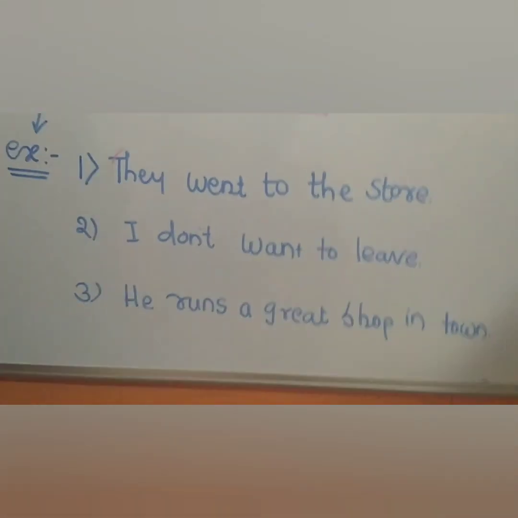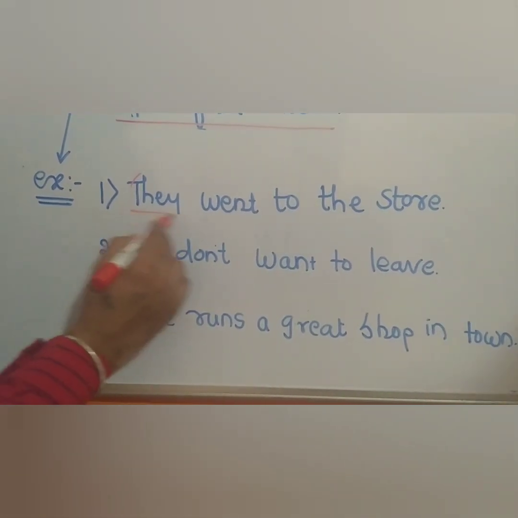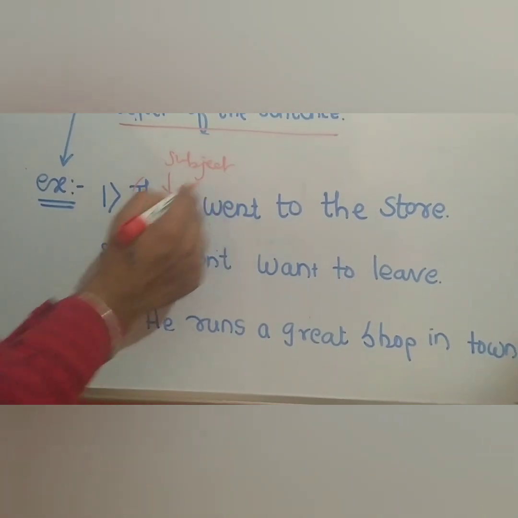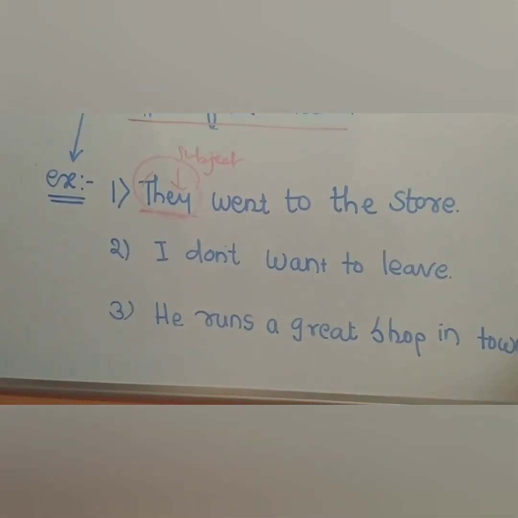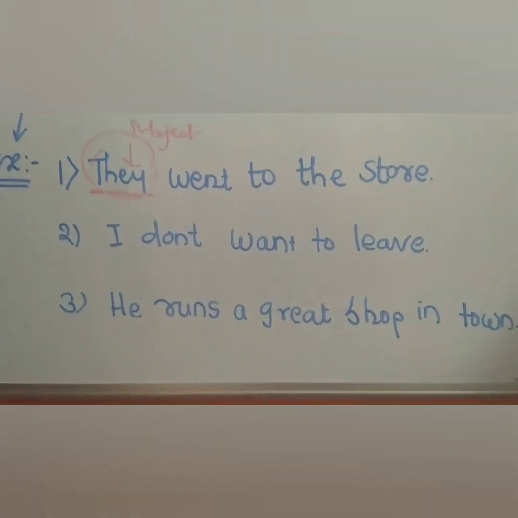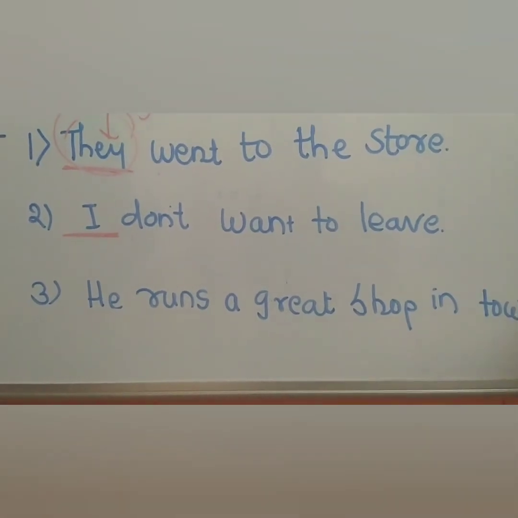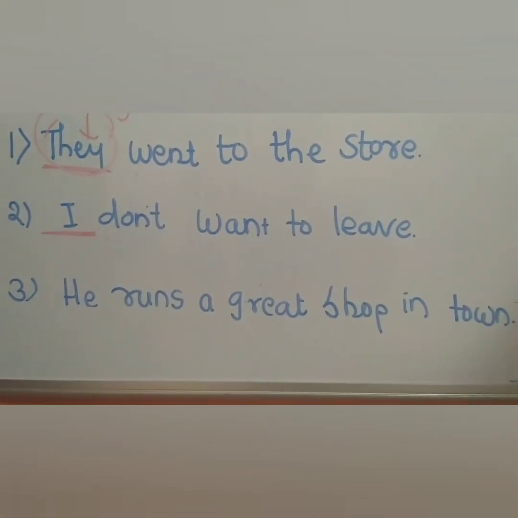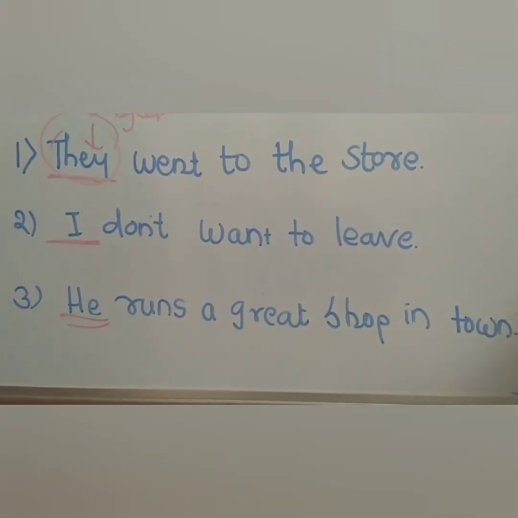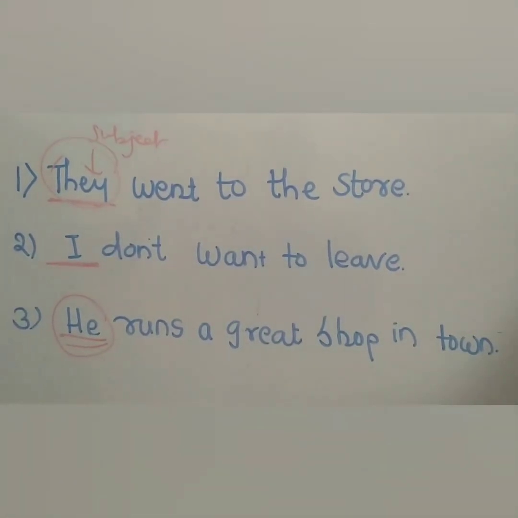Now see examples of the subject of the sentence. The first example: They went to the store. It is very easy. It indicates the subject in the sentence. That's why they is the subjective pronoun in this sentence. Second: I don't want to leave. Here I is the subject pronoun, the subject of the sentence. Now: He runs a great shop in town. So he is also the subject of the sentence.